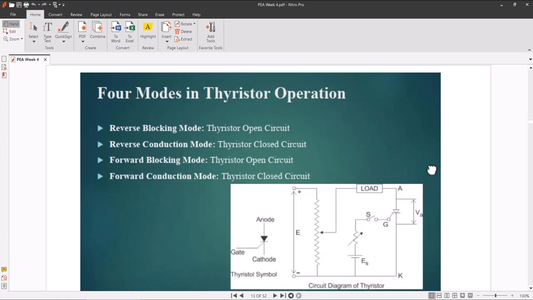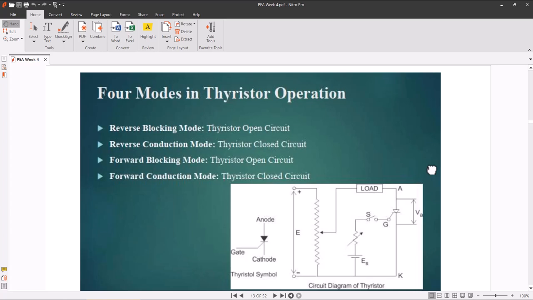Okay, so there are 4 modes in thyristor operation. Reverse blocking mode: the thyristor is an open circuit if the anode-cathode voltage is negative. Reverse conduction mode: you apply so much negative voltage that it breaks down in the reverse direction. Forward blocking mode: the anode is at a positive potential relative to the cathode, but you have not triggered the gate, so it is known as forward blocking mode. But if you trigger it, it goes into the forward conduction mode.